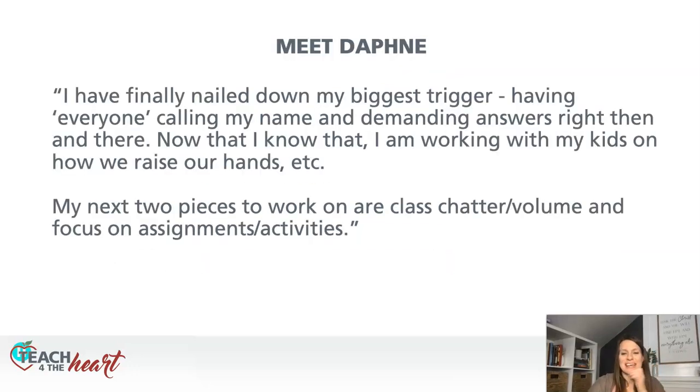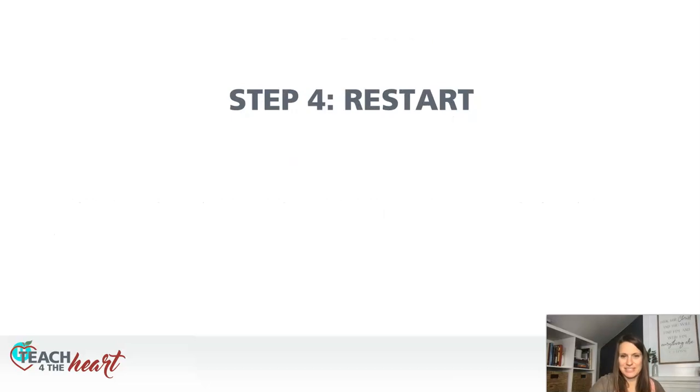Daphne is one of our students, and I love how she gives an example of how she identified an issue and then fixed it. So she said, I nailed down one of my biggest triggers, the thing that was really bugging me, was having everyone call my name and wanting answers right away. So she said, once I identified that issue, now I'm working with my kids on how we raise our hands, etc. And then I also like how she said, I kind of know what's next. The next couple areas I want to work on are class chatter and volume, and then focusing on assignments and activities. So that's step 3, adjust and also work on prevention.